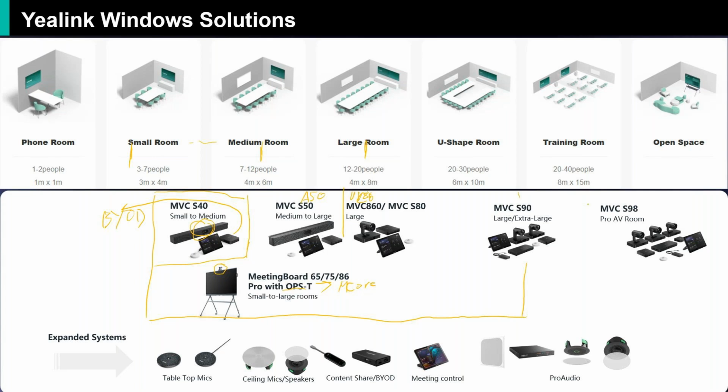And then further down the track, we will see the MVC S98. That is also yet to be released. That is for the Pro AV rooms and should be released in a couple of months. As accessories, we have tabletop microphones, the Wi-Fi microphone VCM36, the VCM35, the cabled microphone, the ceiling microphones and speakers, content share and BYOD solutions, meeting control, and then the Pro audio gear, where we have the CM50, the AP08, the CM20, and the CS10D, all Dante-enabled devices.